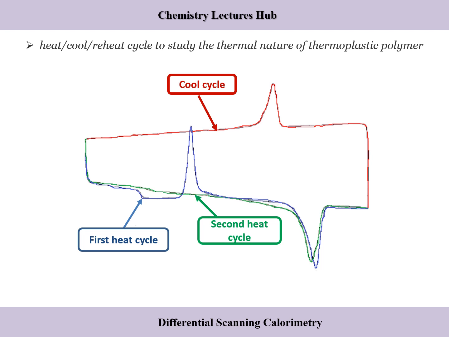thermal history. In the second heat cycle, shown as a green line here, we have no glass transition or crystallization. The only peak shown by the material is melting. So the second heat data is a function of the material with a known thermal history.